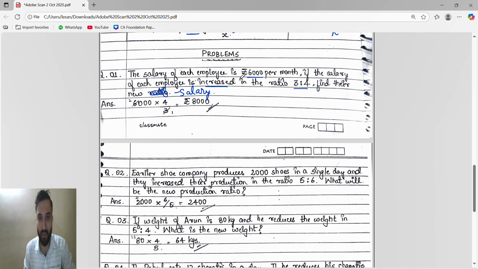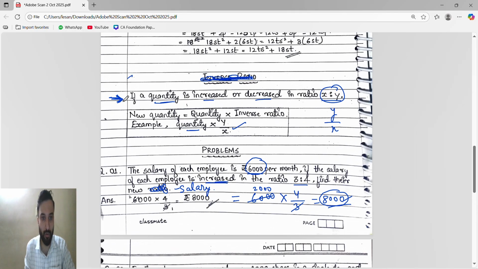So what we have to do? The given quantity, that is 6,000, into the inverse of the ratio. The ratio is 3/4. The inverse of the ratio means 4/3. So it will get cancelled. 3 into 6, 2,000 into 4, 8,000. So you can see here, previous salary was 6,000. After that the salary increased, so it reached 8,000. Right? Previous salary was 6,000, increased, it reached 8,000. 8,000 is the correct answer. So write this in the question, and this is the answer.